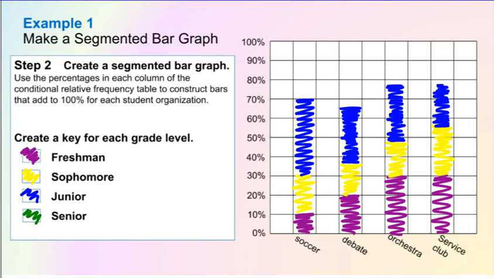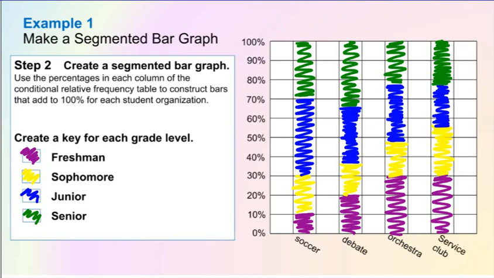Seniors was green. So seniors, we have 30% for soccer. Debate was 35. Orchestra, we had 22%. And we had 22.5% here. There would be our segmented bar graph. And if we wanted to put the percentages in each of the bars, you could do that, but you can see the breakdown. Now this one isn't too bad when you're dealing with 4 of them.